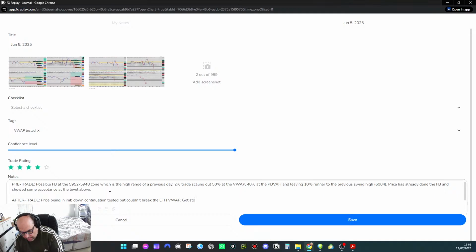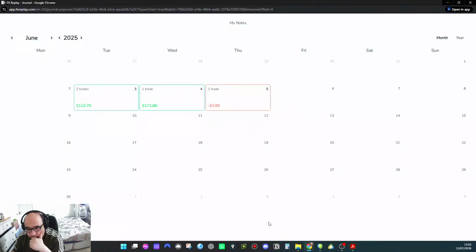Got out at break even, almost at break even. I'm not sure quite yet. Save. Yeah, it's almost a break even. Just took a small loss there. And that's why, because I didn't take most of my profits. I took only 50% at the VWAP. So we need to adjust that, the first TP.